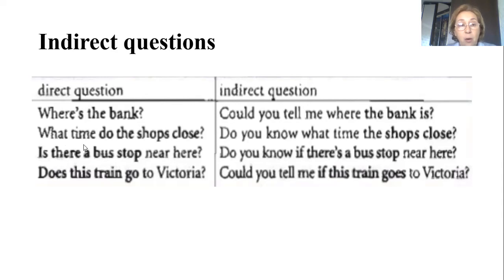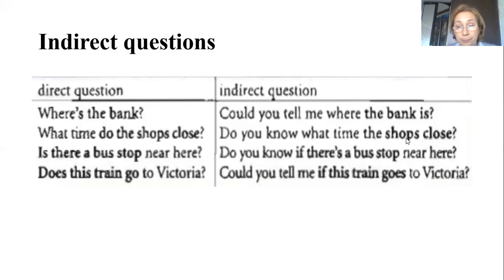The next sentence, what time do the shops close? You can see that here the question is formed with the help of the auxiliary verb do. Auxiliary verbs appear in questions and in negative sentences, just to show that this is a question. When we change it into an indirect question, we start the question with a phrase, do you know? And then we shouldn't use the auxiliary do in the next part of the sentence. Do you know what time the shops close?